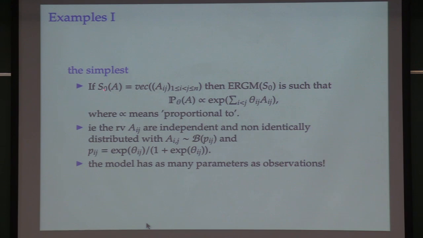Okay, so the simplest example that you could think of is just taking S naught. I call it S naught because this is my first example. For S naught of A, I just take the matrix itself, so all the values of Aij, and this vec is just to make it vectorized. If I put in S exactly all the entries of my adjacency matrix, then the resulting model, the probability of A, is proportional to the exponential of the sum over ij of theta ij times Aij. Because I had theta transpose times S of A, but S of A is all the values of Aij, so I obtain this characterization.